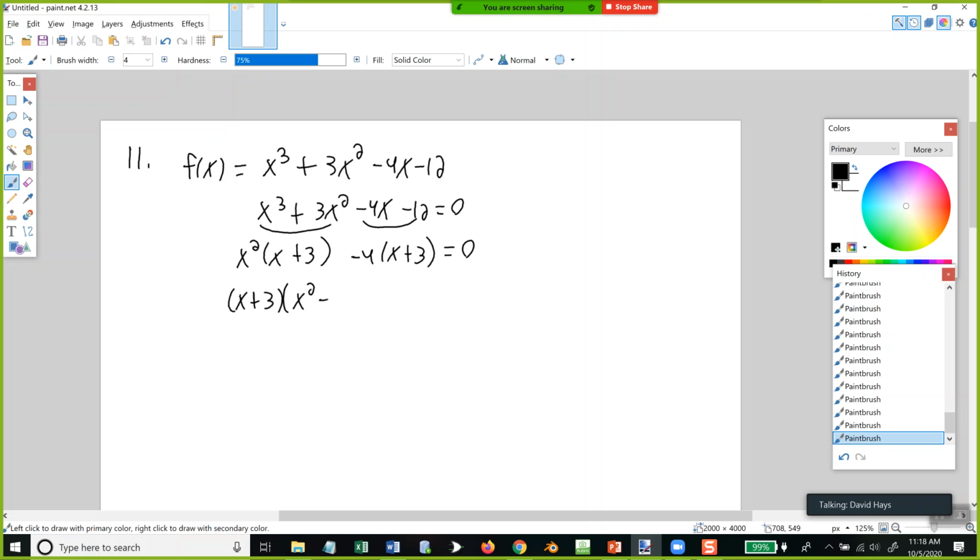And that gives us x squared minus 4. Now, x squared minus 4 is the difference of two squares, so this factors as x plus 3 times x plus 2 times x minus 2.